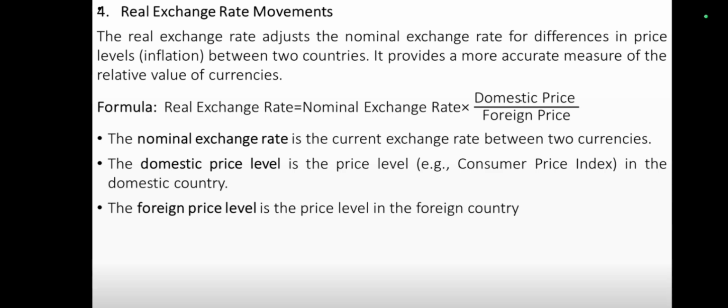We have a formula: real exchange rate equals nominal exchange rate into domestic price divided by foreign price. If you are in the Indian perspective, then obviously the domestic price is in Indian rupees and the foreign currency will be US dollars. And if it is the US perspective, the domestic country will be the US and the foreign currency will be India. You need to look at which perspective the question has. So the real exchange rate considers the inflation value, but the nominal exchange rate will not consider inflation or other economic factors.